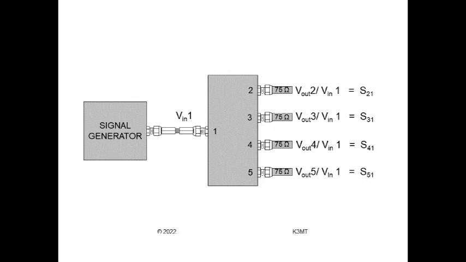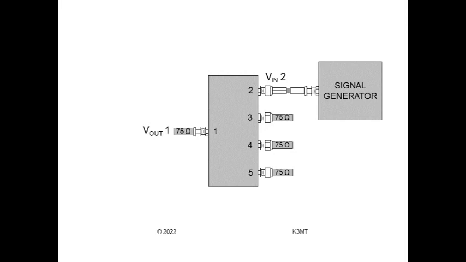Suppose we made a mistake, and put the input on port 2, with a load on all the others. Then, when we measure the voltages, we can calculate the ratio of V out 1 over V in 2, or S12, and 3 others, S32, S42, and S52. Then moving the generator to any of the 5 ports, and making the same measurements, gives us 20 S parameters of this network. The input impedance at any port is always 75 ohms.